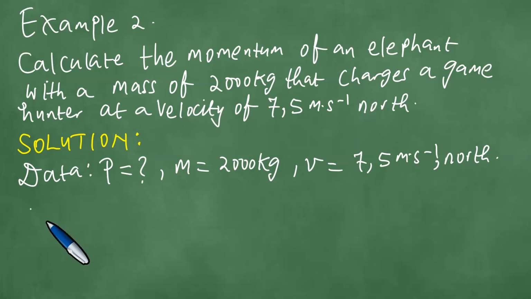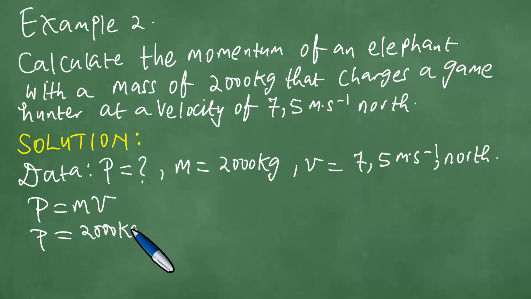Right, so we want the momentum. So here's the formula. So the momentum is P equals mv. What is the mass? It is 2,000. The velocity is 7,5. And if you multiply these two, you'll get the answer.